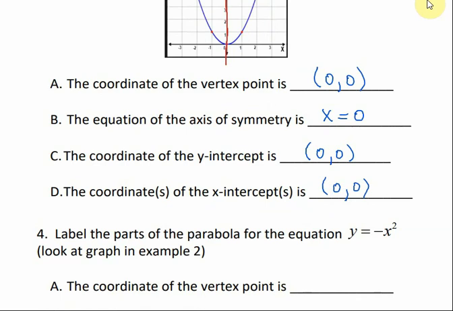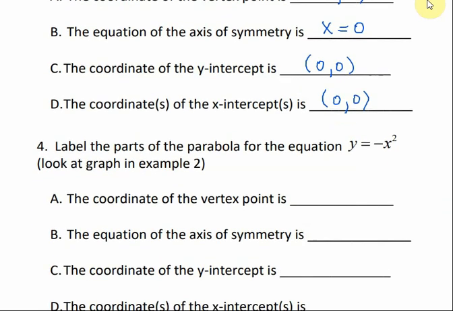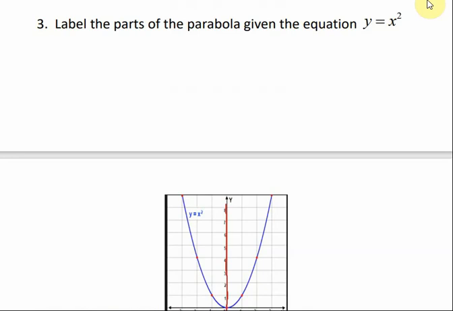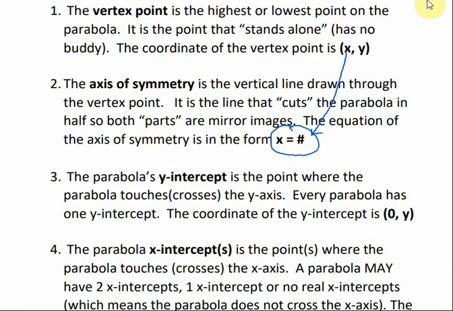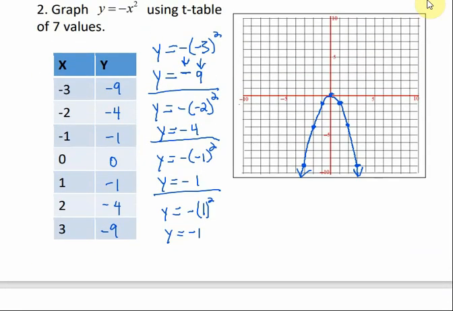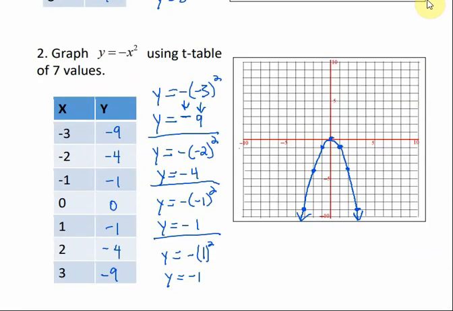All right, now we're going to label the parts of the parabola for our y equals negative x squared. Okay, so we're going to do the same thing. We're going to find the vertex, the axis of symmetry, and the two intercepts. So let's go back and look at the graph. Well, the vertex of this parabola is also at 0, 0. Let me just write it here. So the vertex is 0, 0.